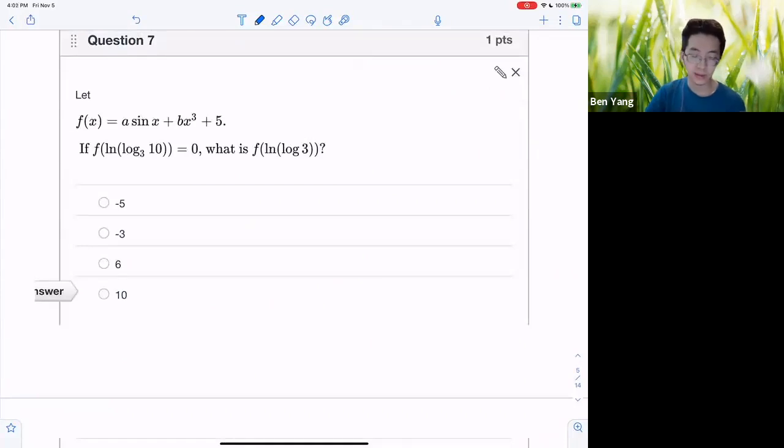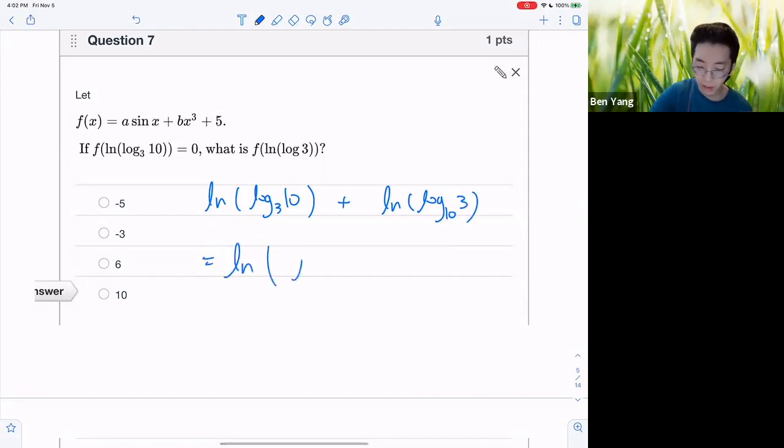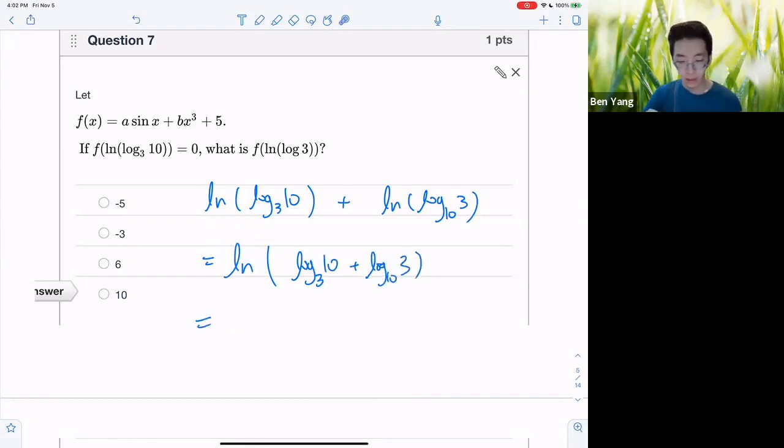Let f of x be this thing. Okay. A weird function. If f of log 3 of 10 is equal to 0, then what is f of log of 3? So this log is like base 10. Okay, so here the first thing I notice is that we have the nice relationship between the two inputs. So if you take the sum, that's log of the product, log 3 of 10 plus log 10 of 3. Oh, sorry, multiplication here. Okay, but we see, these two numbers are reciprocals of each other. So their product should be 1. So this is log 1, and that's just 0.